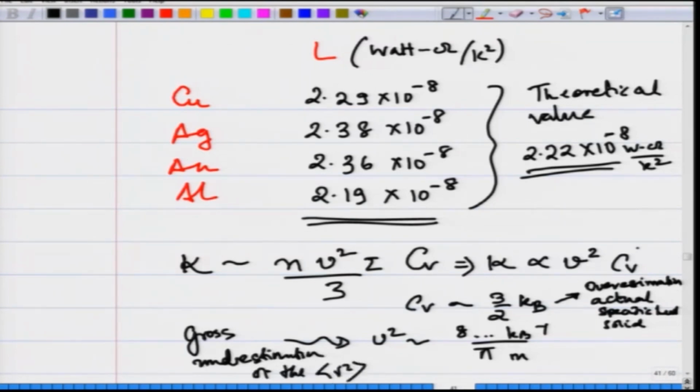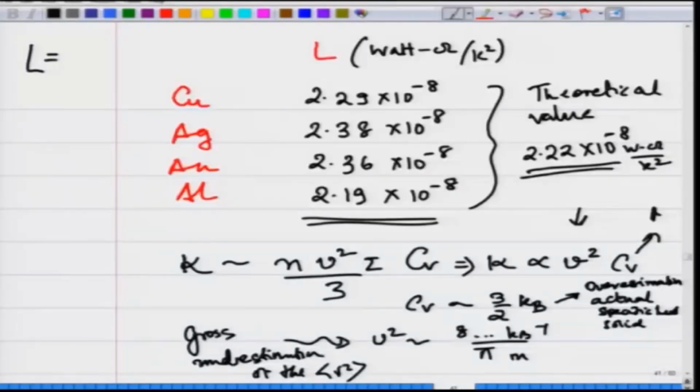So, here you have something which you have overestimated and here you have something which you have underestimated. You have taken the product of the two and lo and behold, it turns out to be the right value. So, although there were these problems in Drude's theory, with a gross overestimation of the specific heat and an underestimation of the mean square velocity, you ultimately land up with a constant value.